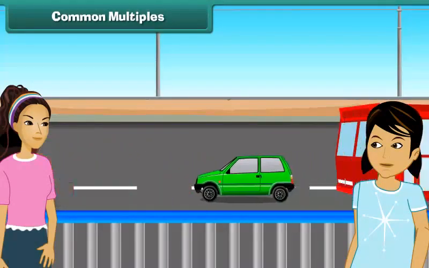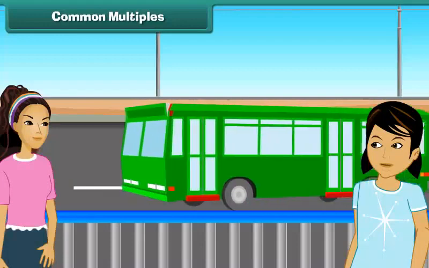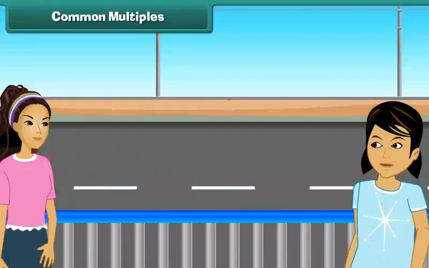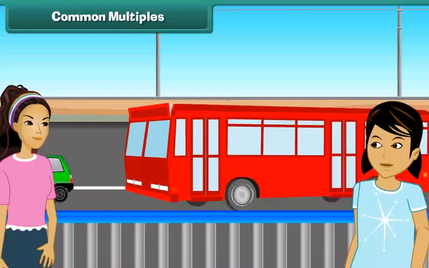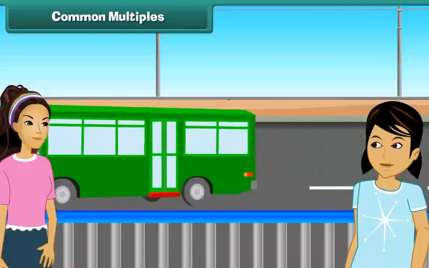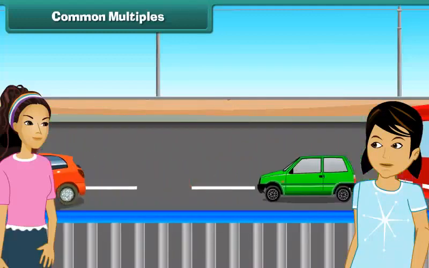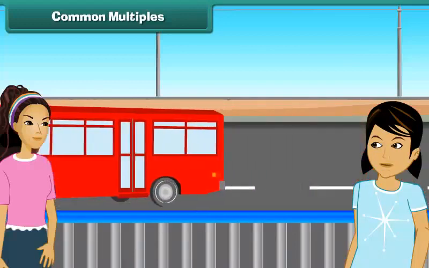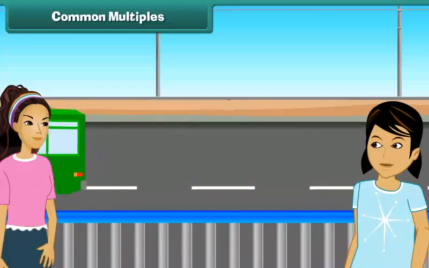Rashmi buys 3 more kgs of 6 mangoes each. The total number of mangoes is 6 multiplied by 7 is equal to 42. It is clear from these figures that a new multiple of a number can be generated by multiplying it with a new number. Therefore, multiples of a number are infinite.